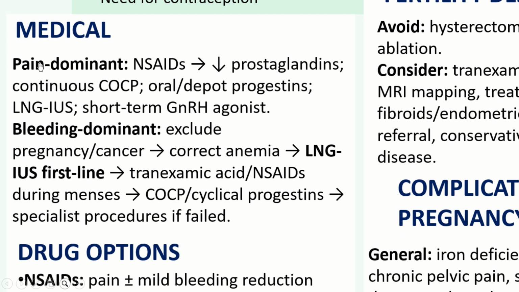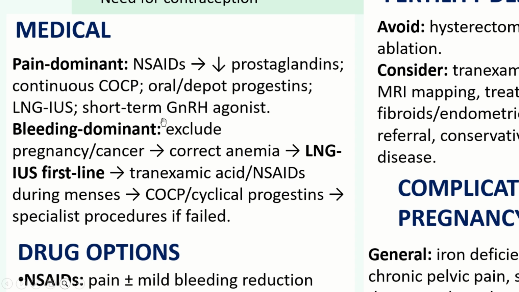So when you're dealing with the pain, you want to give NSAIDs, and this will reduce the prostaglandins that cause the uterine contractions. And sometimes we do the continuous combined oral contraceptive pills, the COCPs. We can do the oral or the depot progestins, and sometimes the levonorgestrel intrauterine system, the IUD, can help reduce these periods or prevent the person from entering periods. They initiate what we call a pseudo pregnancy.